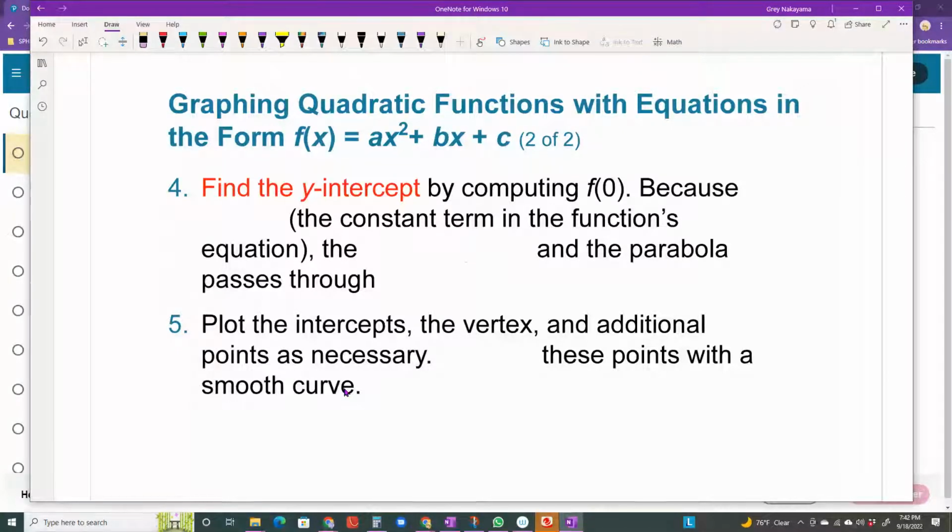So in one form, one part is easy. In the other form, the vertex is easy to find, but the y-intercept is not as easy. Here, the y-intercept is easy because when you plug in 0, those terms are 0, which means my y-intercept is always c, okay? And it passes through the point (0, c). And of course, you plot all those points and connect them.